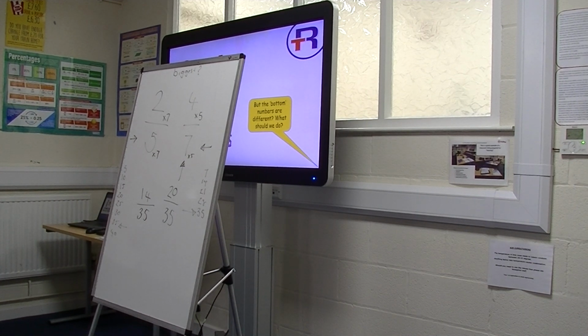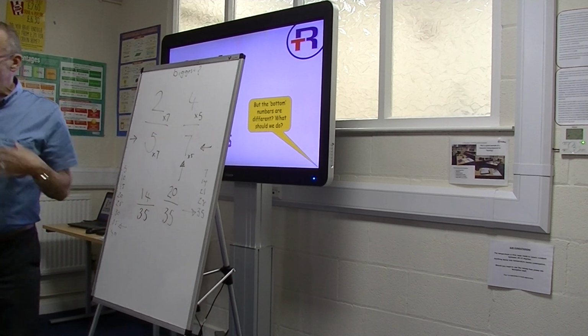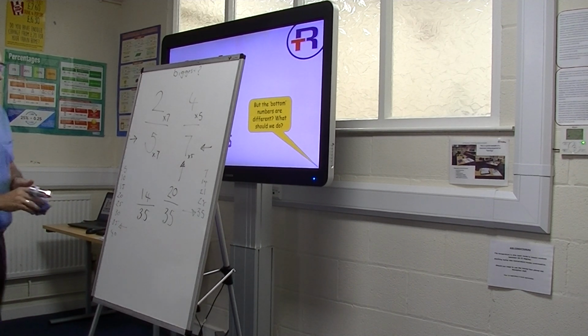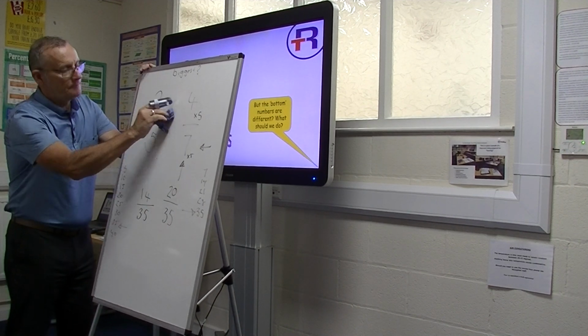So you could do it that way. You don't particularly have to draw all this down the side. I just do that because I find that's a good way of showing people how to get the multiple. There is another way of doing that. I'll show you the other way. I'm just going to get rid of these.